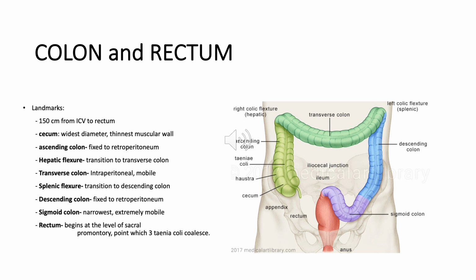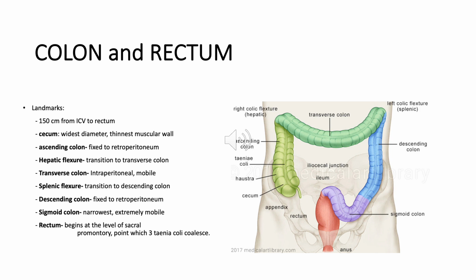A quick review of the anatomy of the colon and rectum. The colon begins at the junction of the terminal ileum and cecum and extends approximately 150 cm to the rectum. The cecum has the widest diameter of the colon and has the thinnest muscular wall. As a result, the cecum is the most vulnerable to perforation and the least vulnerable to obstruction.